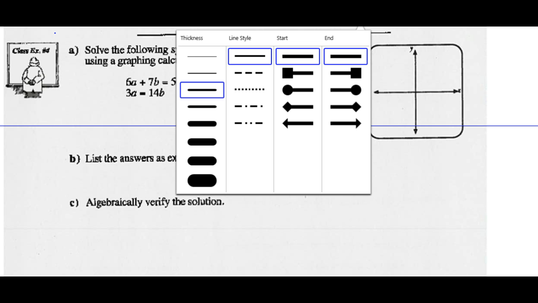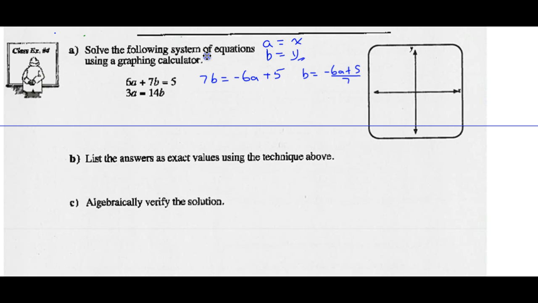All right. For the second equation, again, I want to solve for b. So all I'm going to do is divide both sides by 14. So b should equal 3a over 14.